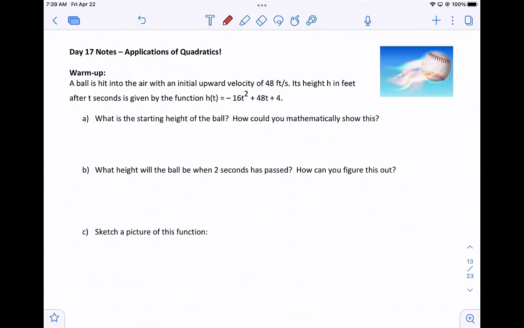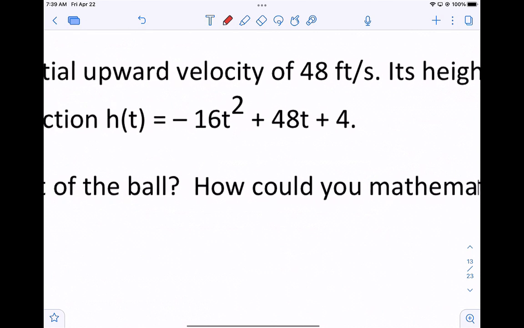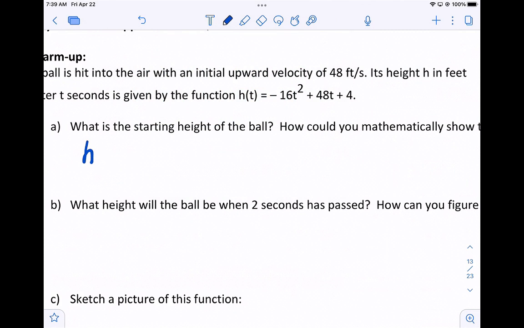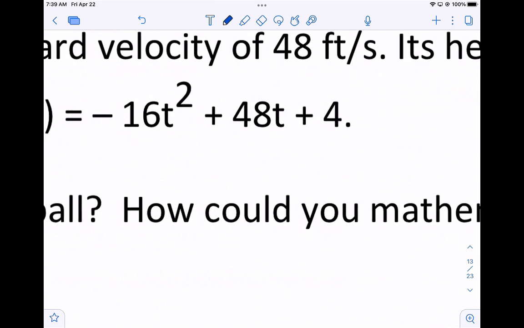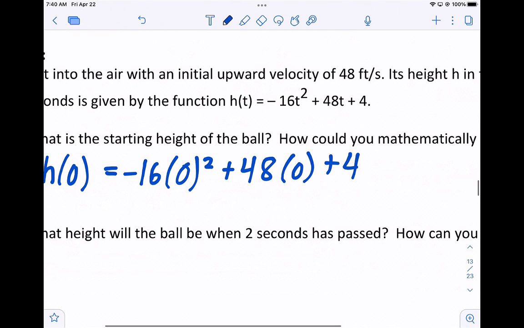A, what's the starting height of the ball? How could you mathematically show this? All right, so the starting height is at time 0. So if we're plugging into this function, we can say h of 0, the height at time 0, equals, and then plug in a 0 everywhere we see the t. So negative 16 times 0 squared plus 48 times 0 plus 4.